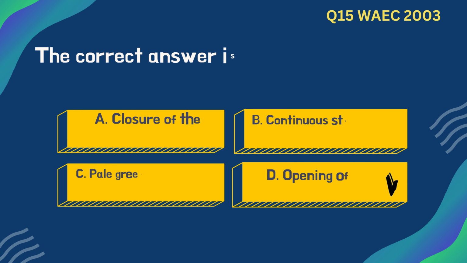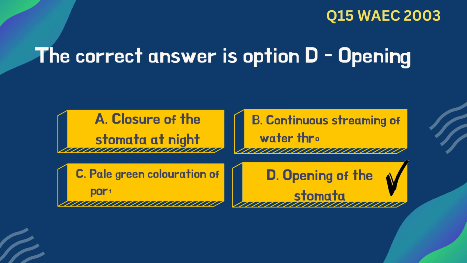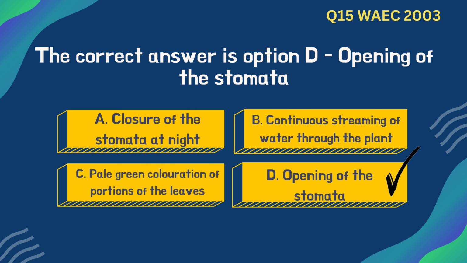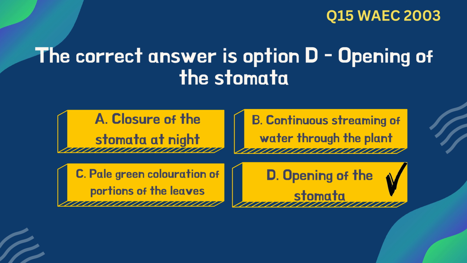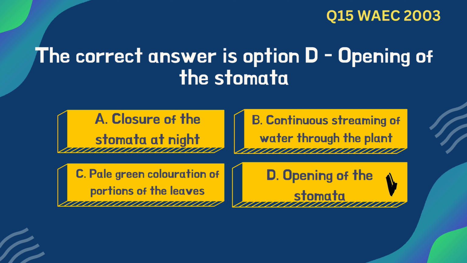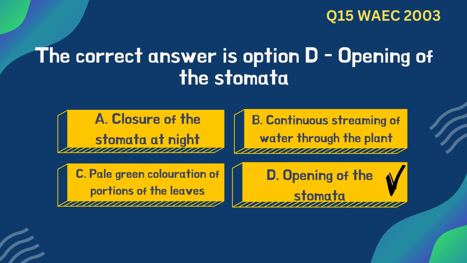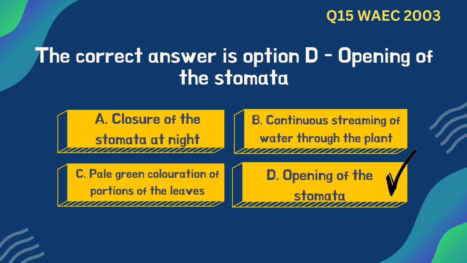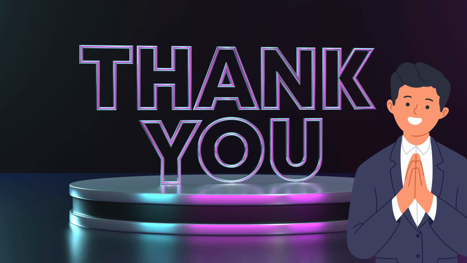The correct option is option D. Opening of the stomata. Transpiration takes place during the day and as the guard cells of the stomata become turgid, making the stomata open to allow water vapor to escape through the opening. So the correct option is option D.